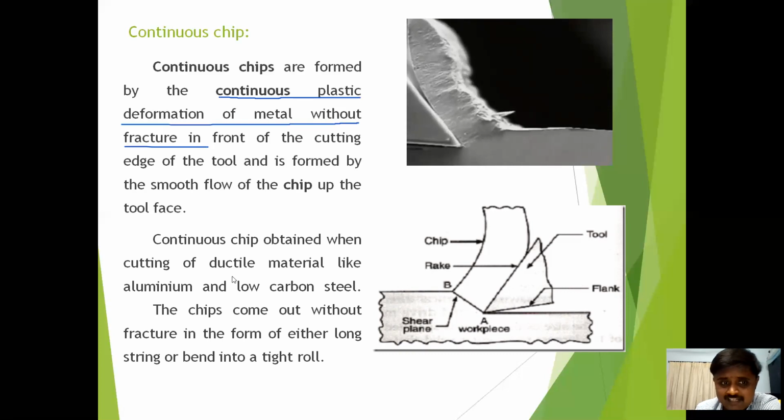A continuous chip is obtained when cutting a ductile material like aluminum and low carbon steels. We will observe this type of chip in the machining of ductile materials.